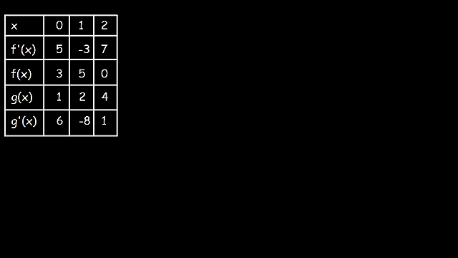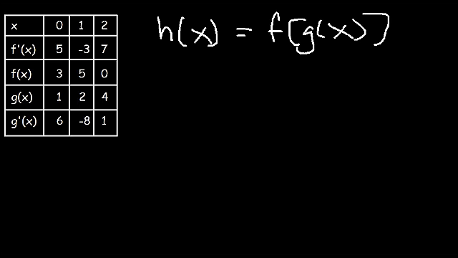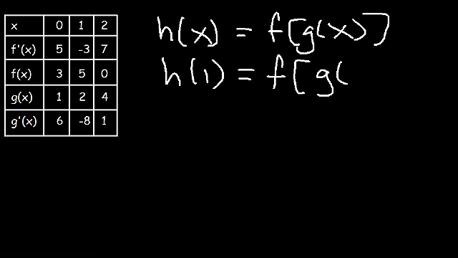Now let's try a composite function. So let's say if you want to find h of x first is f of g of x. And you want to find h of, let's say 1. How would you do so? So we don't have any derivatives for this problem. So h of 1 is the same as f of g of 1.